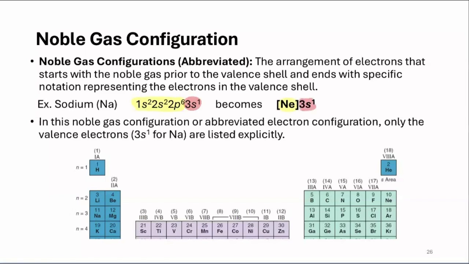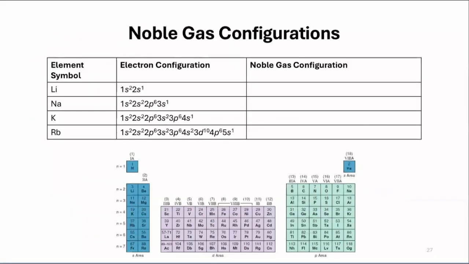So to write specifically noble gas configuration, all we're doing is replacing the part of the full configuration that corresponds to the noble gas. We place the symbol of the noble gas in brackets, and then we write the electrons that are part of the valence shell electrons for a particular atom. To illustrate this, we are going to write the noble gas configurations for lithium, sodium, potassium, and rubidium.